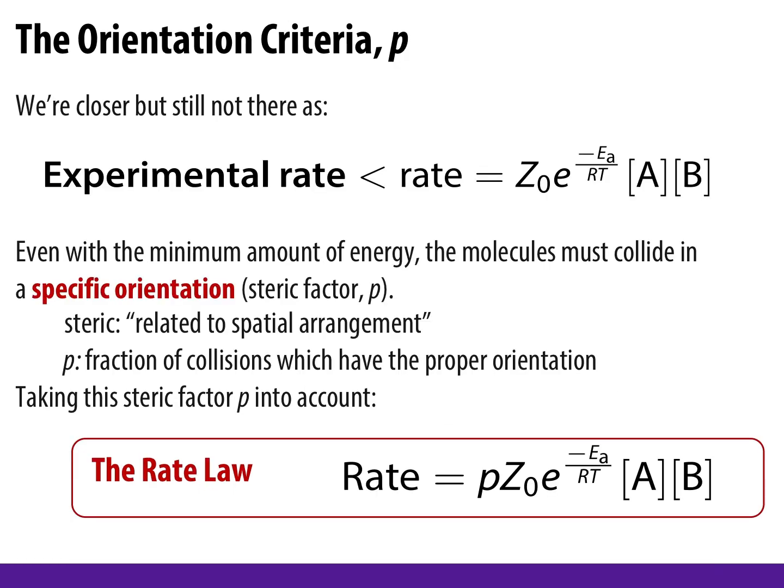It turns out that this is still too high. The molecules must also collide in the correct orientation. That's what's called the steric factor, which we denote by the variable p. Steric means related to spatial arrangement, and p is just the fraction of collisions which have the correct orientation for a reaction to occur. So when we add that in, the rate is p times z0 times e to the negative EA over RT times A times B.